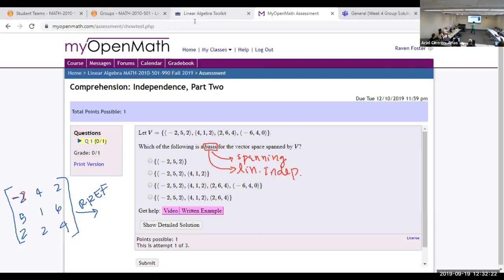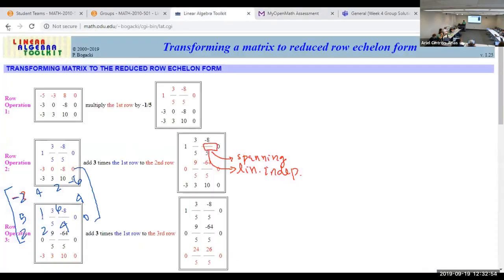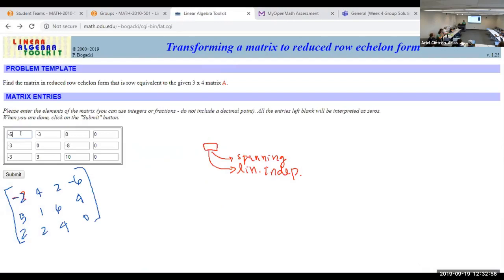So let's go ahead. What about the last three numbers? -6, 4, and 0. Yes, I am missing that. You're right. I need an extra column. The last column is -6, 4, and 0. And I need the REF and I need D. So Raven, can you switch over? It's going to be 3 by 4. That's right.